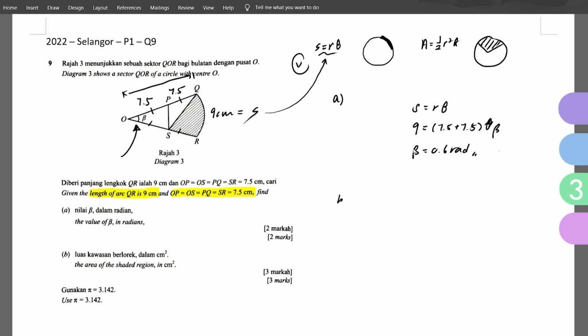Moving on to part B. So the problem here is to find the area of the shaded region. So now step 3, to find the solution.